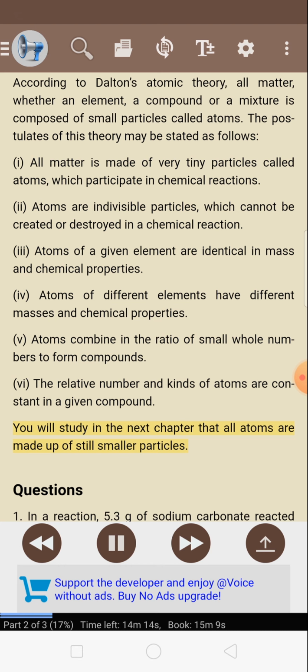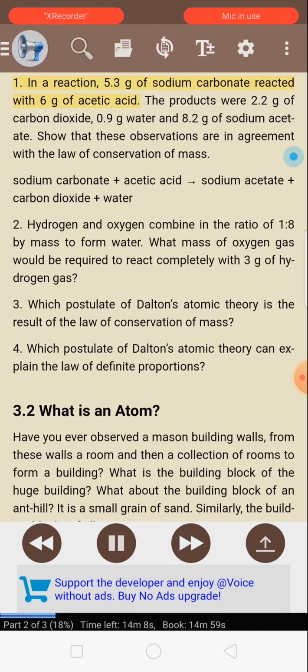You will study in the next chapter that all atoms are made up of still smaller particles. Questions. 1. In a reaction, 5.3 grams of sodium carbonate reacted with 6 grams of acetic acid. The products were 2.2 grams of carbon dioxide, 0.9 grams of water, and 8.2 grams of sodium acetate. Show that these observations are in agreement with the law of conservation of mass. Sodium carbonate plus acetic acid gives sodium acetate plus carbon dioxide plus water.